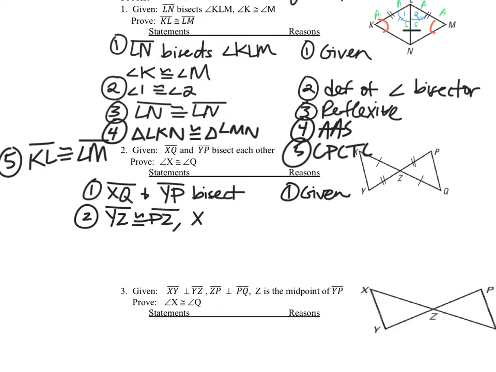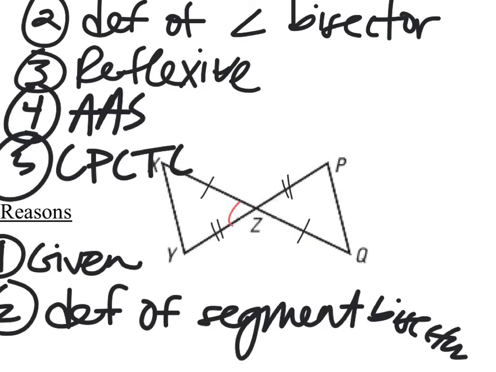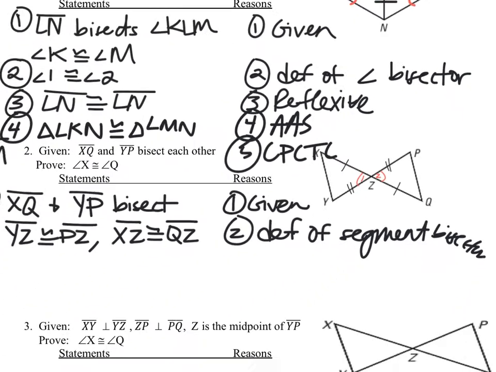And XZ to QZ. Why? Definition of a segment bisector. You can get a freebie from the picture. Allison, what can I get just by looking at the picture? Mark it. If you want columns 1 and 2, you've got to label it. Write it.